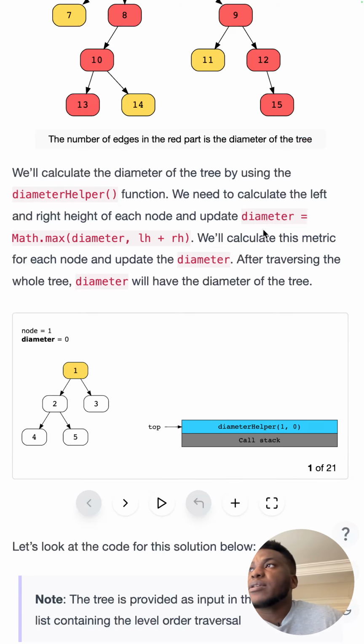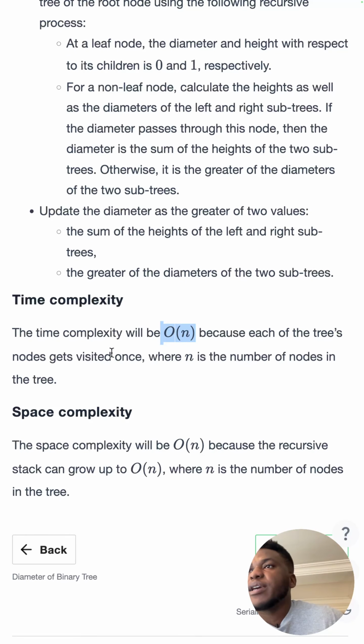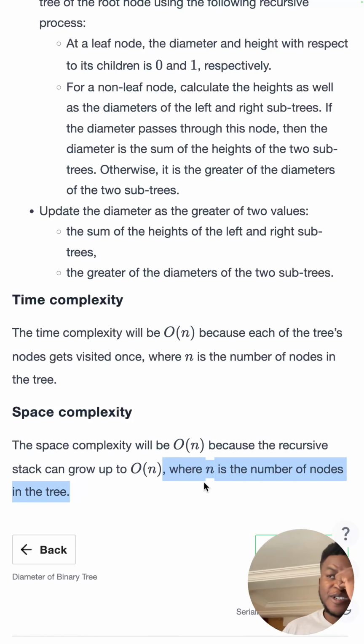So time complexity of DFS is O of n. Right, linear time, because you only visit everything once. Space complexity, in the worst case, the stack can grow up to O of n, where n is the number of nodes in the tree. Okay, so that's that about that. Thank you for watching.